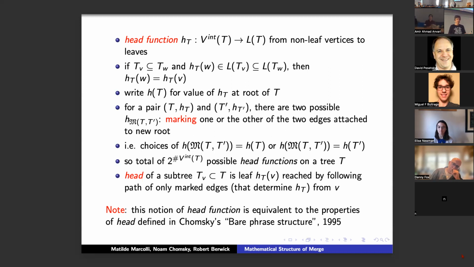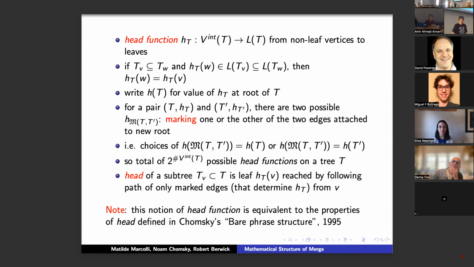Okay, and so in particular, you see immediately that there are two to the power of the number of non-leaf vertices choices of the possible head function on your tree. There are all the possible choices of this coloring. At each vertex that has something below, you have two choices, which of the two edges you color white. Okay, so this is a head function.